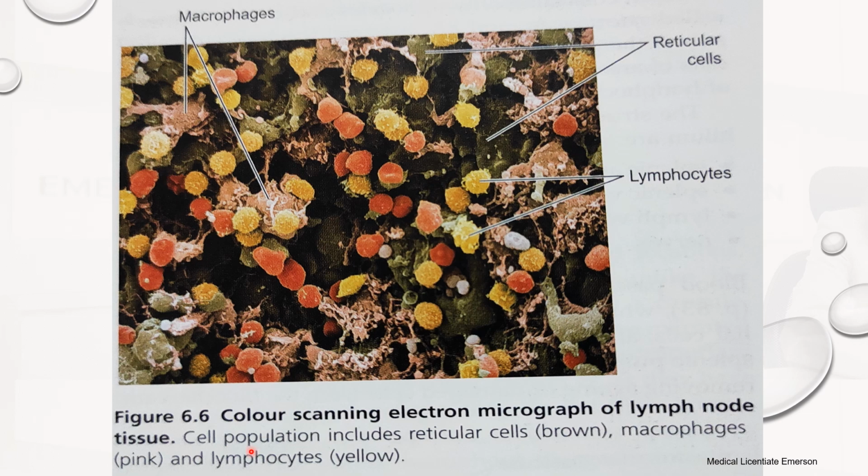So this is just a color scanning micrograph of lymph node tissue, and there's a cell population which includes the reticular cells, which are shown in brown. These ones are the reticular cells. Then you have the macrophages which are shown in pink. Then you have the lymphocytes which are yellow.